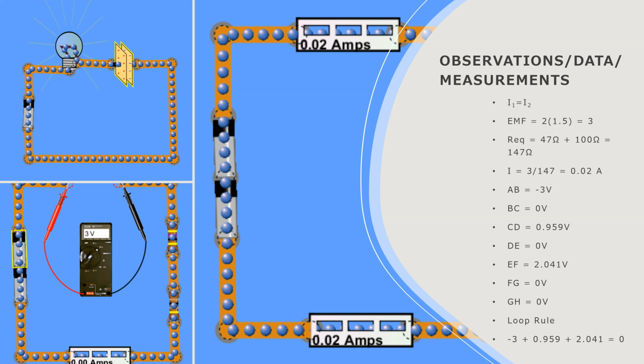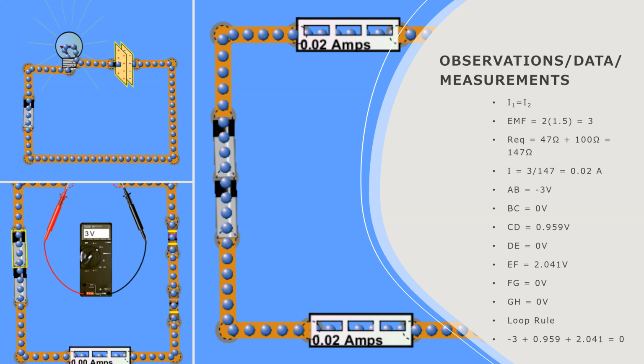That means that the I would be equal to the EMF divided by R equivalent, which is 3 divided by 147. So my approximation for I1, which would also be equal to I2, was 0.02 amps, and according to the ammeter, that was the value of the current running through the circuit.